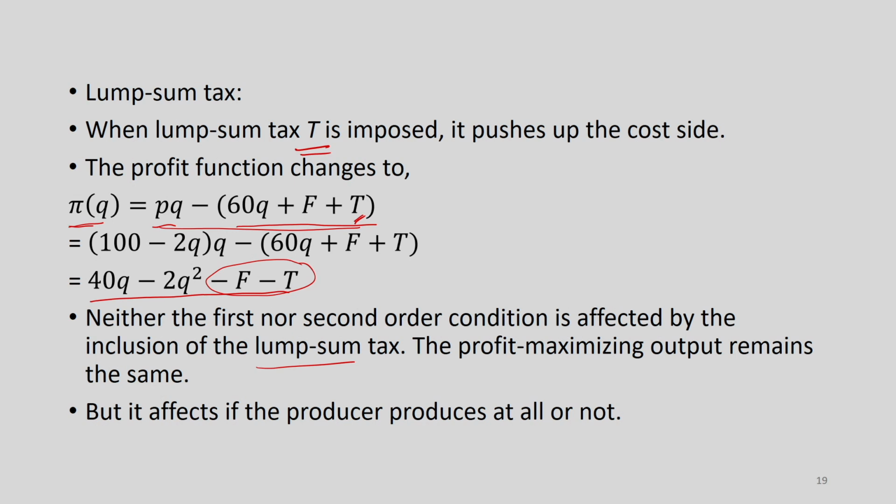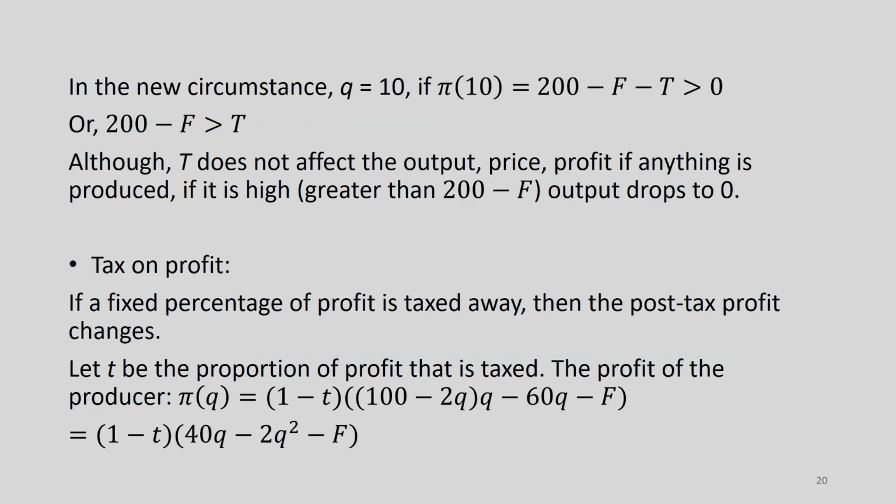However, it affects whether the producer produces at all or not. Since the first order and the second order conditions are not going to be affected, the optimal quantity and the optimal price are going to remain the same as long as Q is greater than 0. But whether the producer produces at all or not, that is going to be affected by the inclusion of this lump sum tax. And here is the reason.